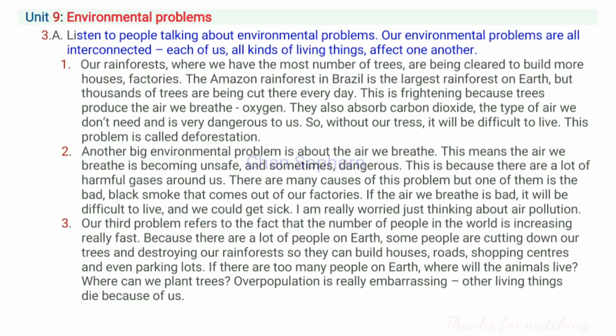1. Our rainforests, where we have the biggest number of trees, are being cleared to build more houses and factories. The Amazon rainforest in Brazil is the largest rainforest on Earth, but thousands of trees are being cut there every day. This is frightening because trees produce the air we breathe, oxygen.